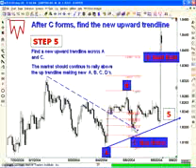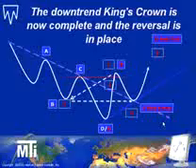Okay? Gives you a sign to get in. You get in, comes down, test that low again, and step 5 is to draw the new uptrend line. There it is in completion.